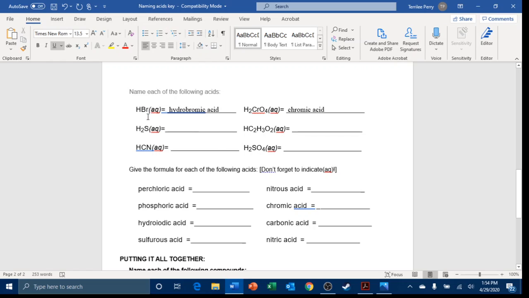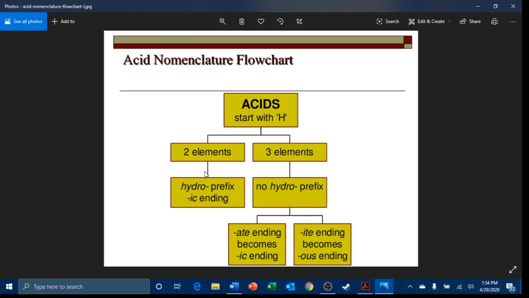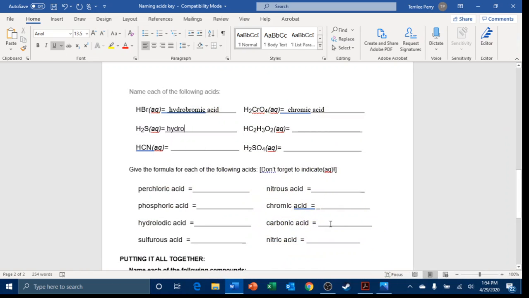All right, on this one, you have hydrogen and just 1 element, so this is going to be binary. So we can use hydro. And then S is for sulfur. So let's go back and make sure we're doing it right. We have hydro and then the other element in ic. So you're going to have hydrosulfic acid.